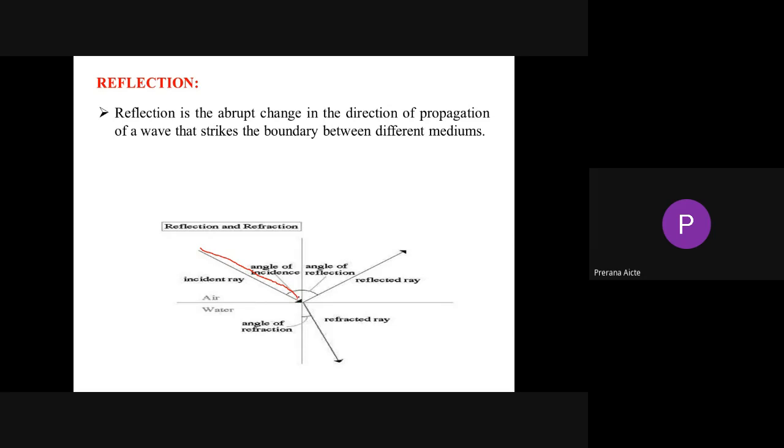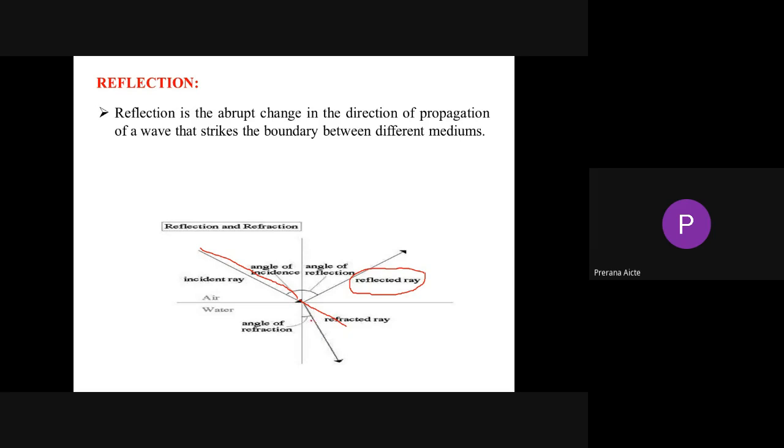When the wave crosses the boundary from the air medium to the water medium, it touches and returns back with an angle of reflection, and that is called a reflected wave. Whereas when the incident wave is propagating from one medium to another medium, crossing the boundary, that is called refraction with some angle. Directly it won't come here. It will come at some angle.